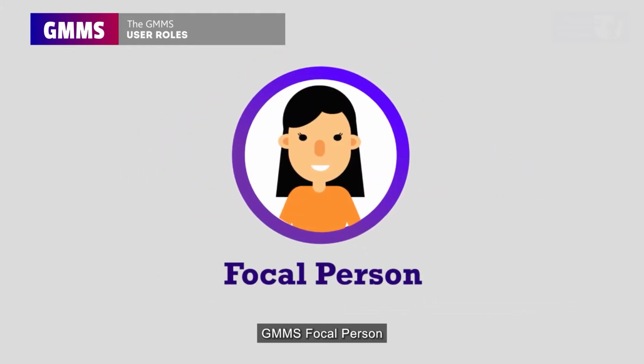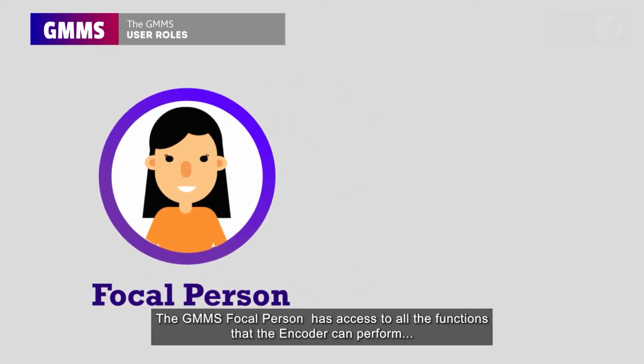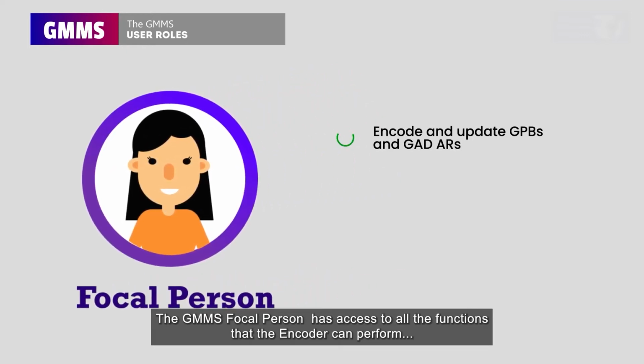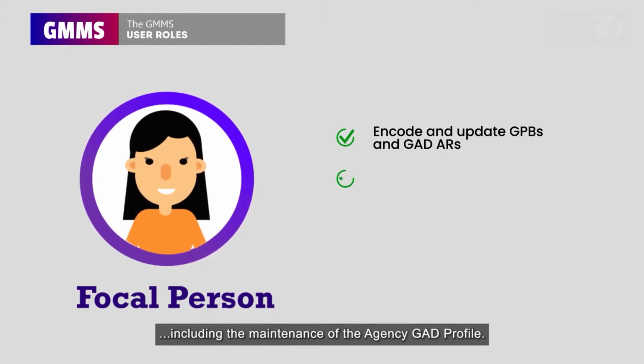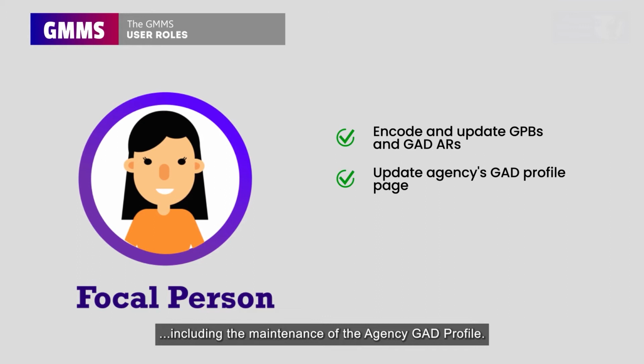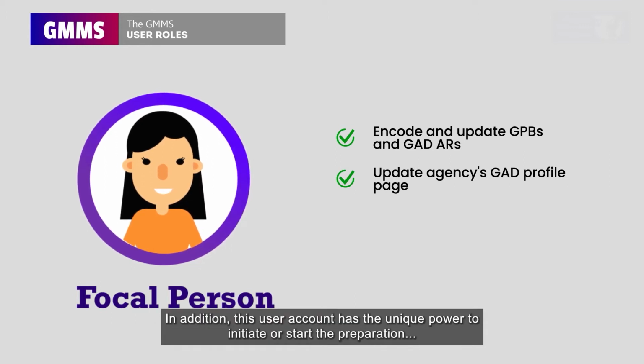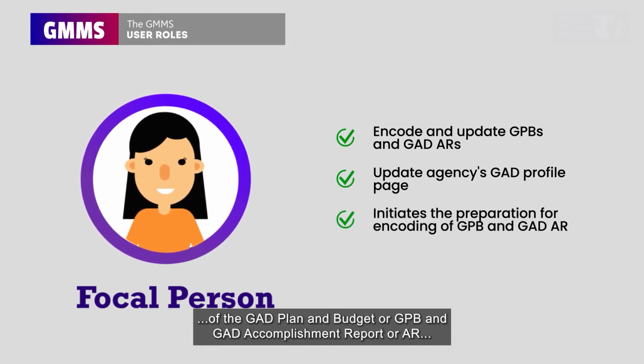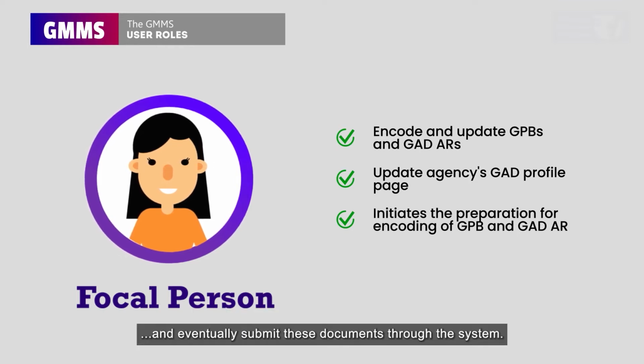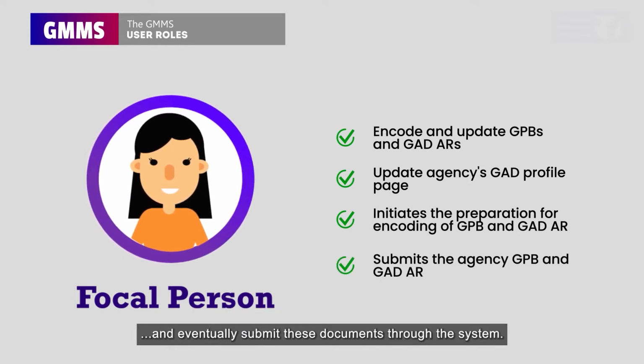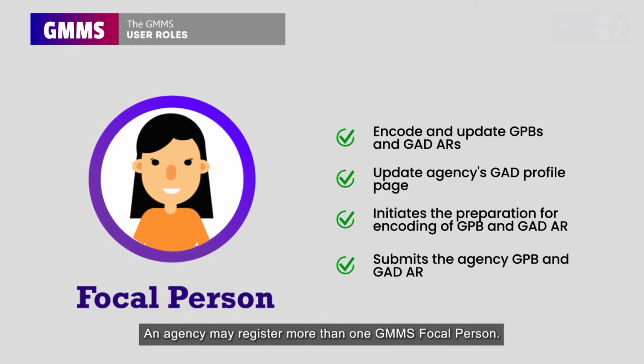GMMS focal person. The GMMS focal person has access to all the functions that the encoder can perform, including the maintenance of the agency GAD profile. In addition, this user account has the unique power to initiate or start the preparation of the GAD plan and budget, or GPB, and GAD accomplishment report, or AR, and eventually submit these documents through the system. An agency may register more than one GMMS focal person.